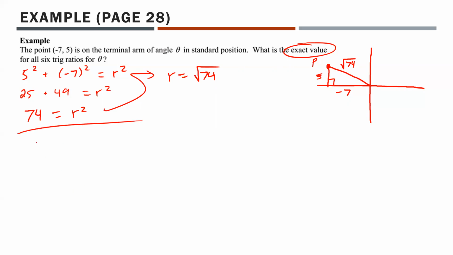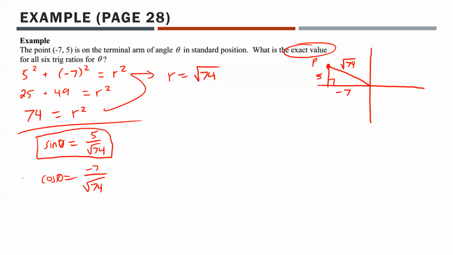So just breaking this away now, let's find all 6 trig ratios here. We'll start with the simpler ones that we know from before. Sine theta is opposite over hypotenuse, or in other words, y over r. Well, that's going to give us 5 over root 74. That one is all taken care of now. We're done there. Cosine theta is adjacent over hypotenuse. Well, the adjacent side is -7, and the hypotenuse is root 74. So that one is now taken care of as well.